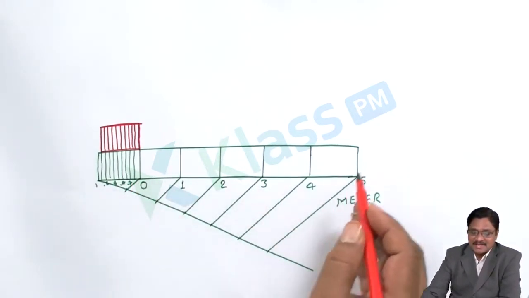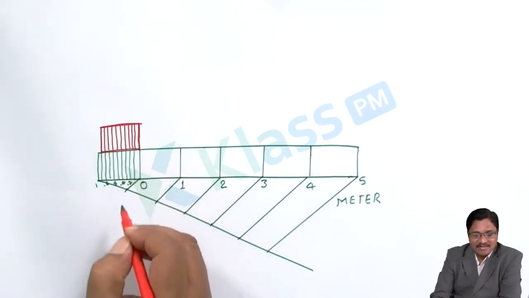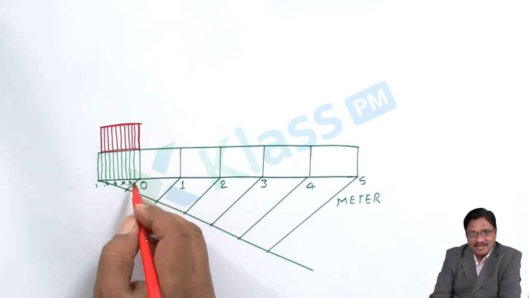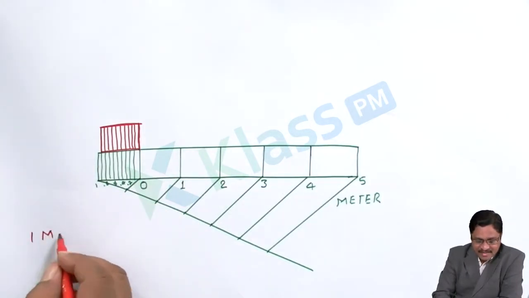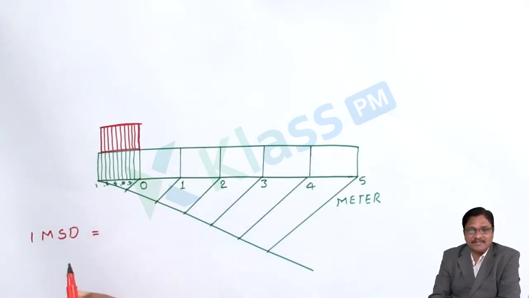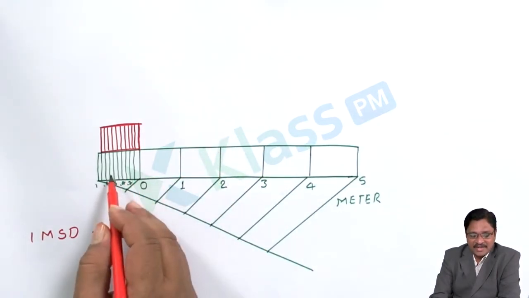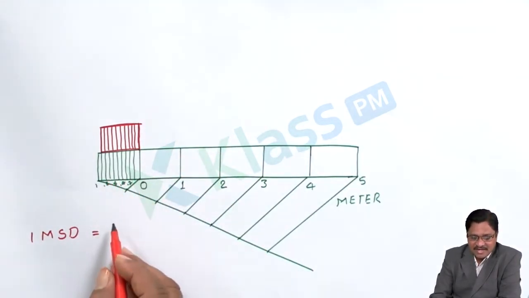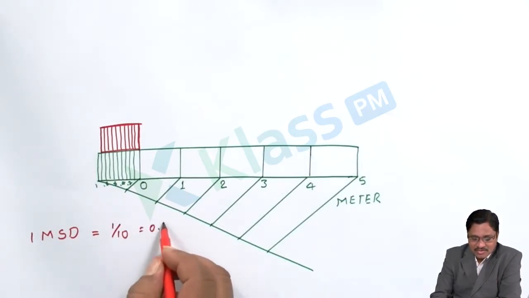Now this is the main scale. What is each division of the main scale? What is the minimum division value of the main scale division? That can be written as 1 MSD. MSD is nothing but 1 main scale division. We are saying that each block has 1 meter. We divide it into 10 equal divisions. So what is the value of 1 division? 1 by 10, that is equal to 0.1 meter.